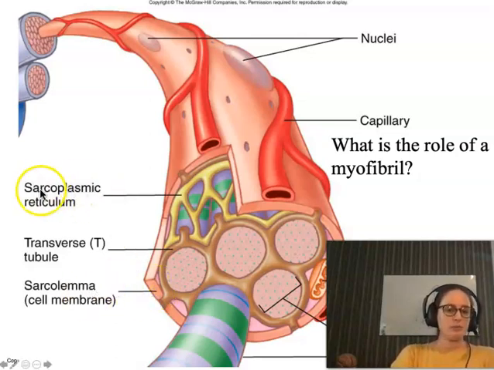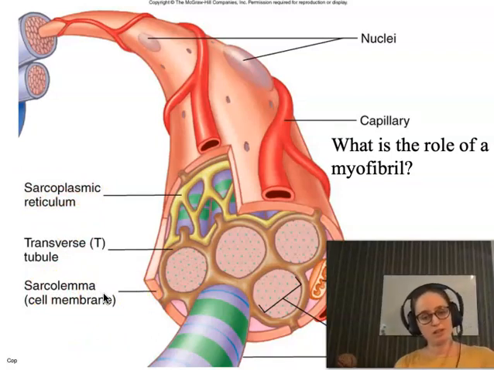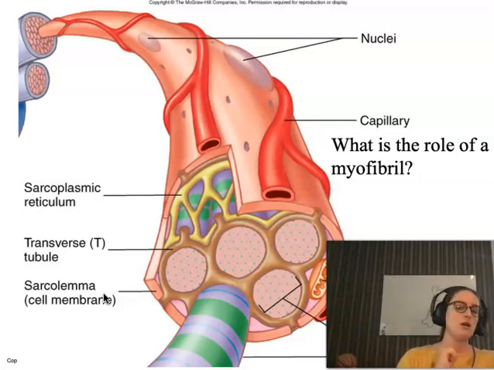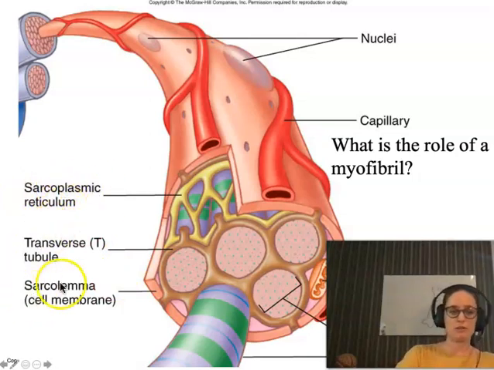Now, I do want to point out a couple of things here. Your cellular anatomy in the muscle is really specialized. And because it's so specialized, we actually have some different naming conventions. So depending on which resources you're using for your studies, you may end up coming across words like sarcoplasmic reticulum, sarcolemma. What's the other one?